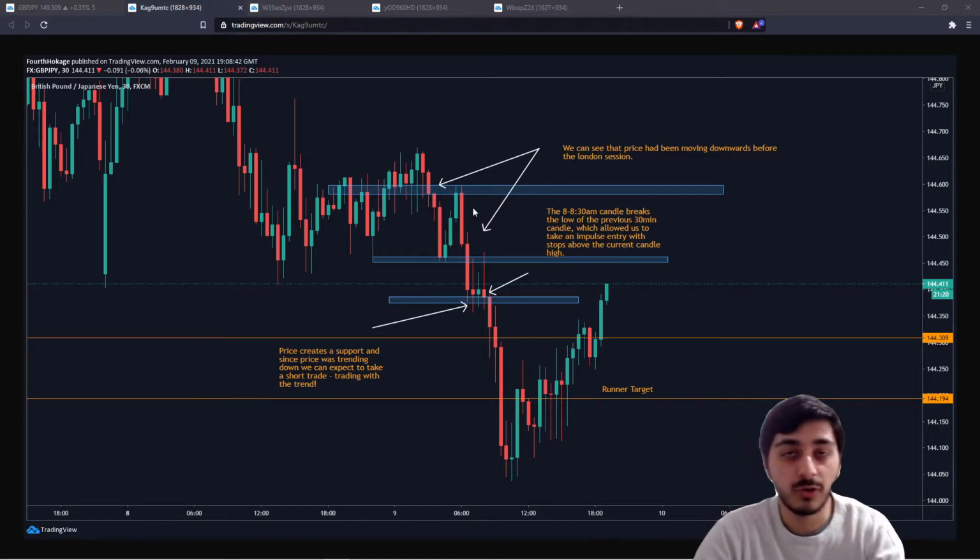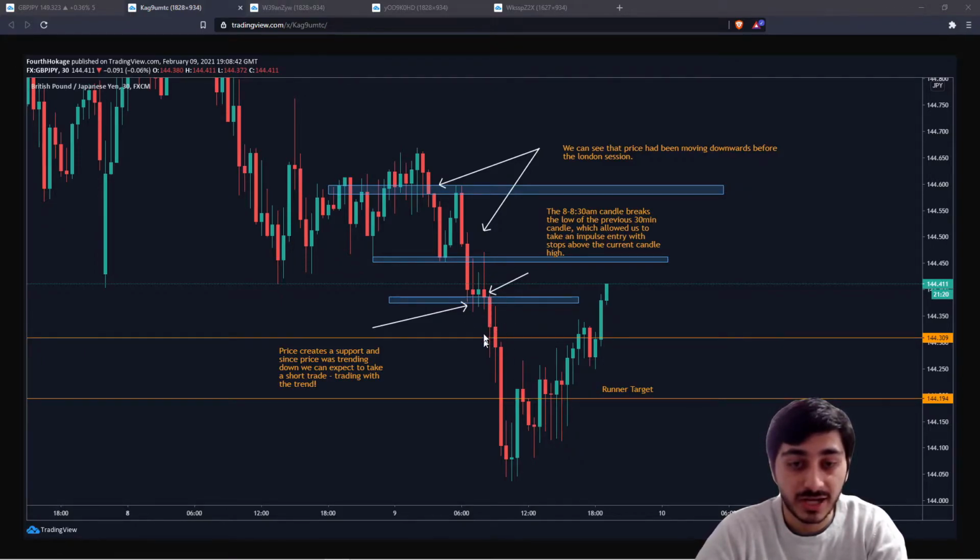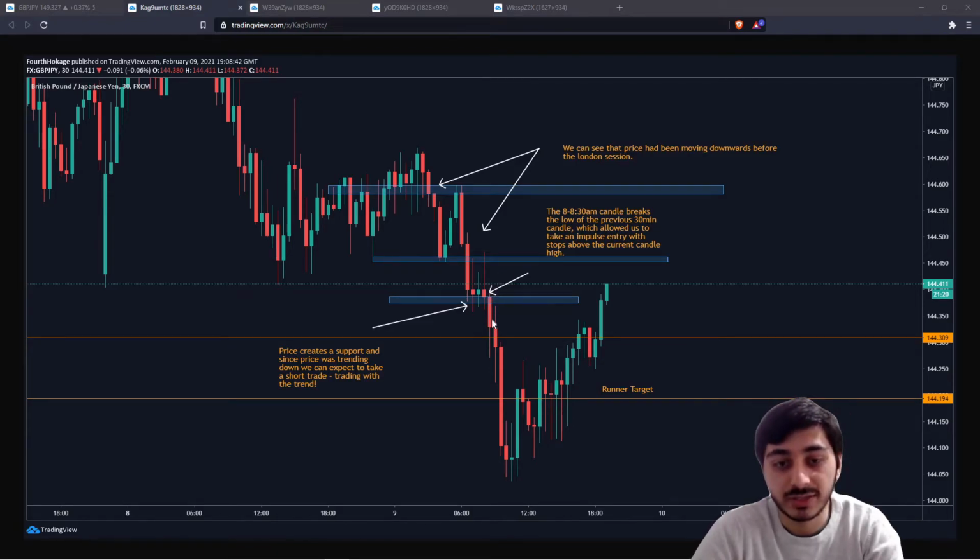Since I've always said that we take an impulse entry for the London session at 7:30 to 8:30, we need the breakout candle to be in that time frame, and I think we do get it. Price pushes down, it breaks the low of the bullish candle, so we can enter a trade with stops just above this candle here, and we take it to our first target and then to a second target with our runner.